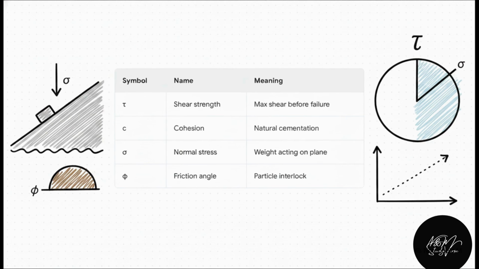The Mohr-Coulomb equation is literally the heart of geotechnical engineering. It perfectly illustrates how shear strength, the tau symbol, is a direct mathematical combination of the soil's inherent cohesion and its load-dependent friction angle. Mohr's circle tells us what stresses are present, and the Coulomb criterion tells us the absolute maximum threshold that dirt can take before it slides.